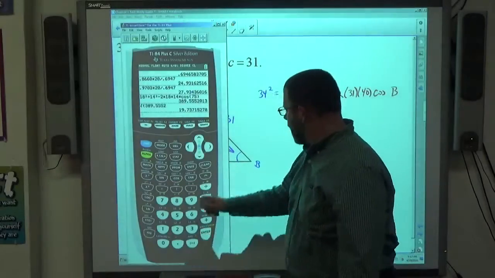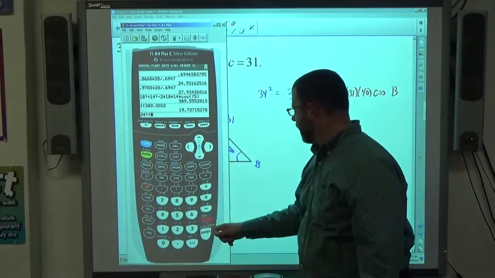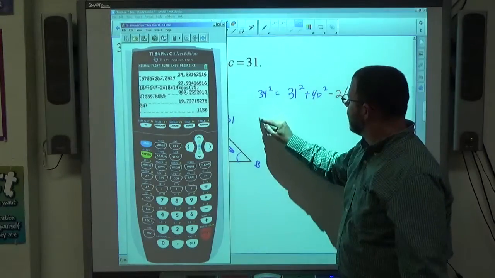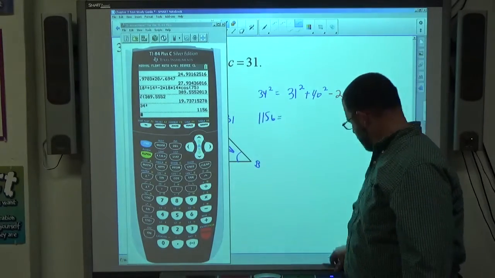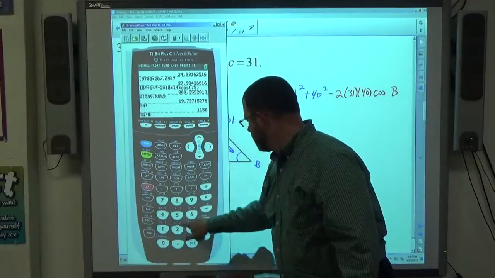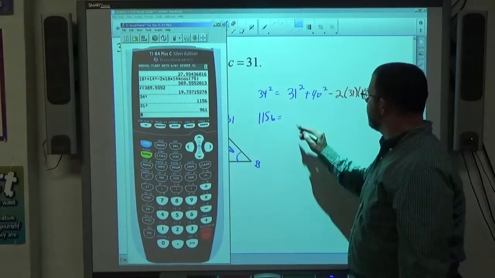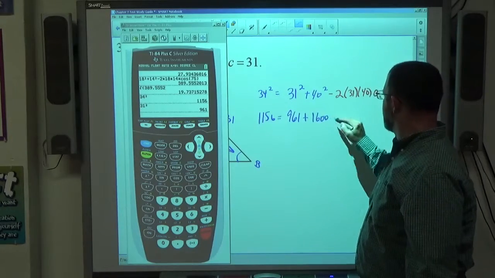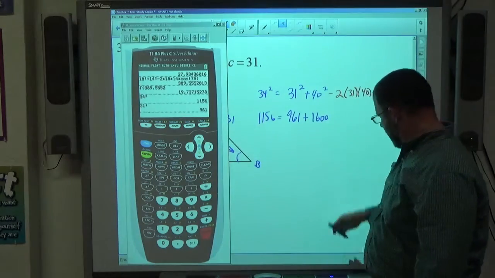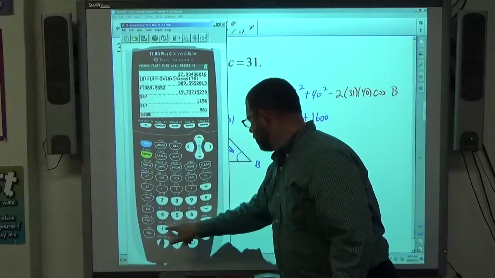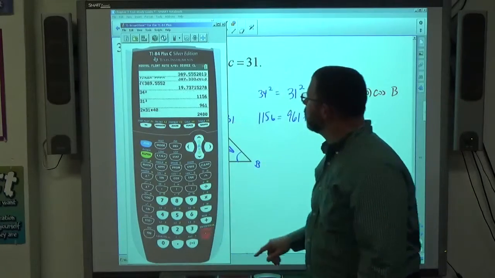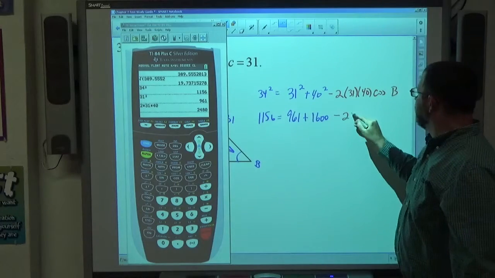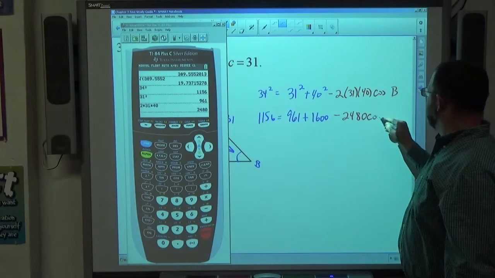So if I type in 34 squared, I get 1156. 31 squared is 961. 40 squared is 1600. And then for this extra term, if I do 2 times 31 times 40, that comes out to 2480, and it's minus that. So minus 2480 cosine of B.